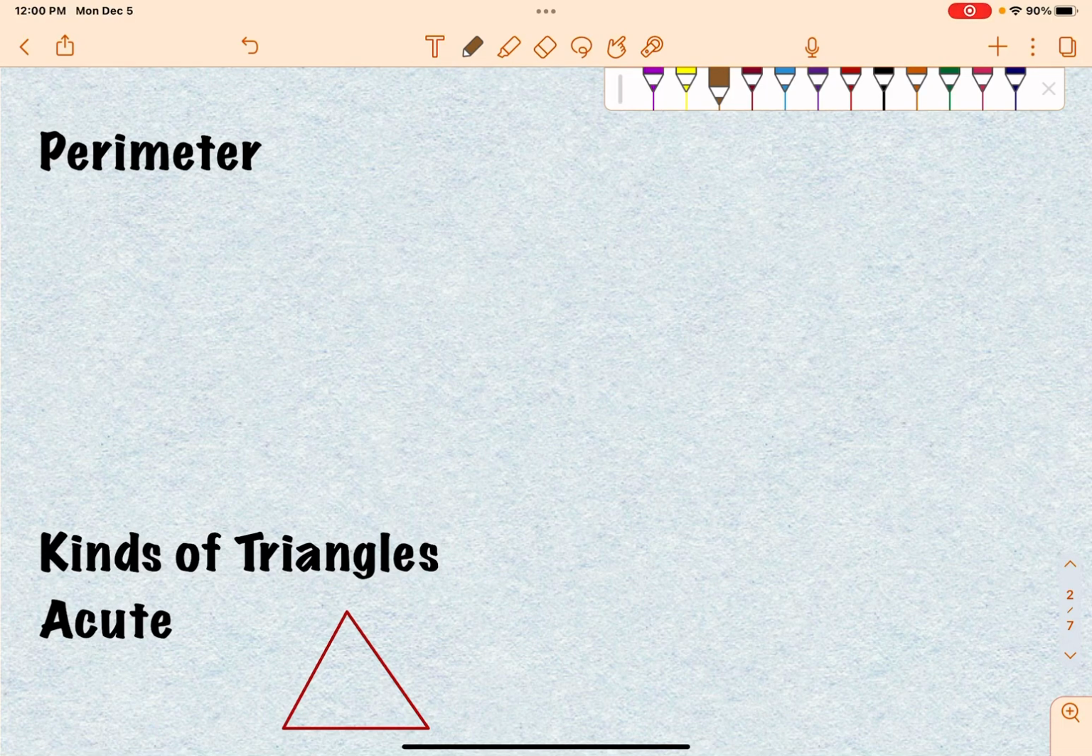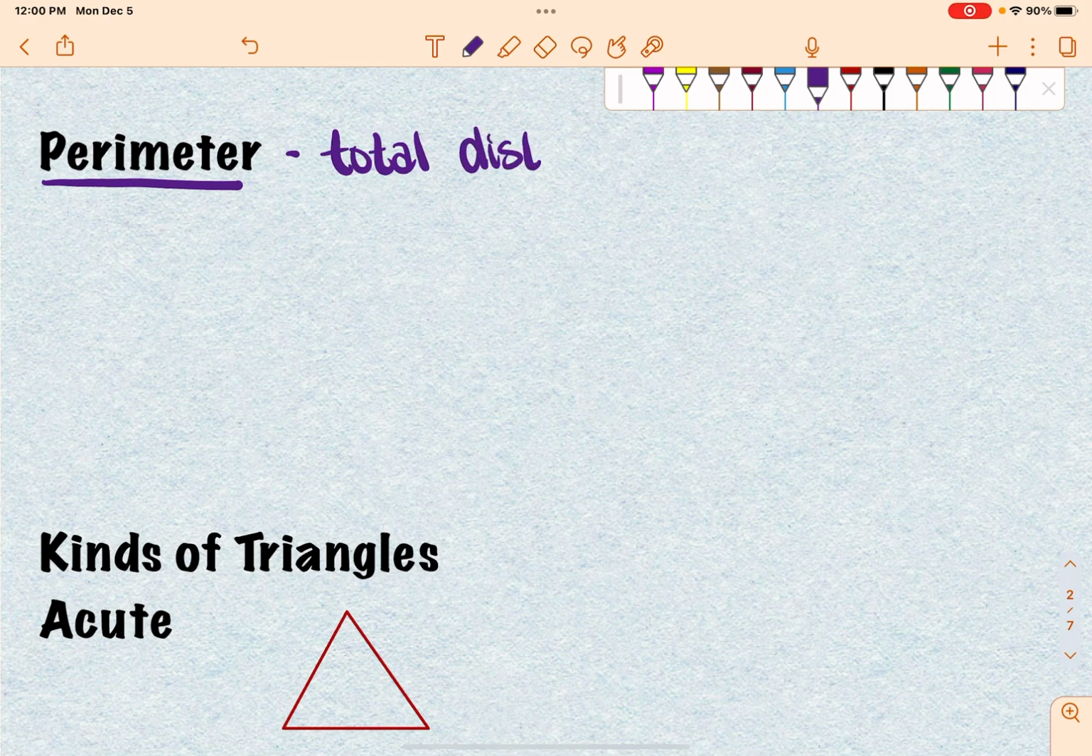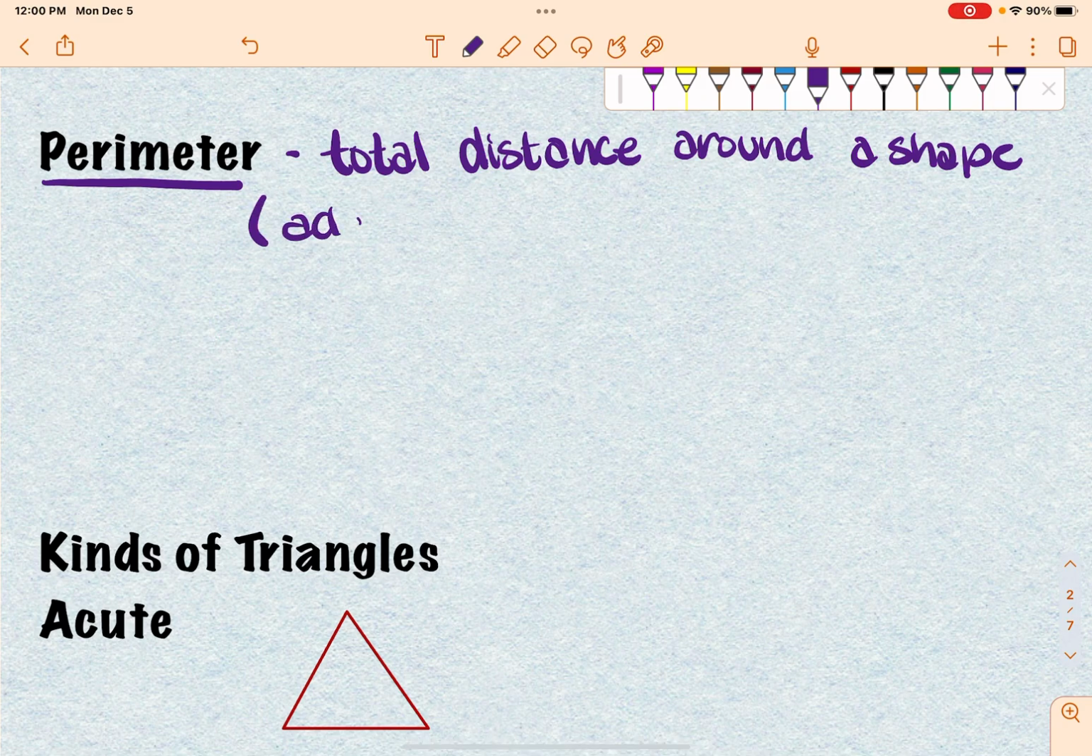Okay, as we continue our conversation with two-dimensional shapes, we're going to talk a little bit about vocabulary. So first of all, one of the things I talk a lot about in this section is perimeter. Now, perimeter, it doesn't matter really what shape that you have. All that really matters is that perimeter is the total distance around a shape. So for us, that usually means that we have to add all the sides together.